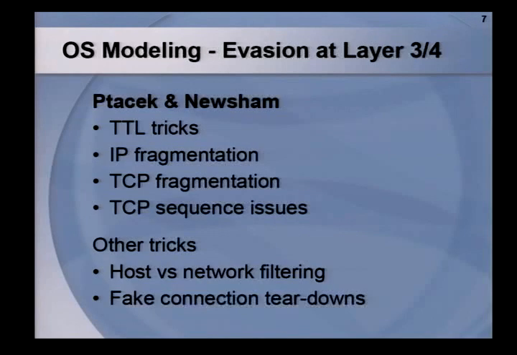The next layer up that we want to talk about is OS modeling. The first people who really set the mark for IDS evasion were Ptacek and Newsham. They released a paper a number of years ago. They talked about TTL evasion tricks. If a packet is going to drop dead midstream before it actually hits the host, what the IDS sees of the TCP stream is going to be different from what the host sees. They also talked about IP fragmentation differences in how hosts handle overlapping fragments, the same thing with TCP fragmentation, and then sequence issues. There are a number of other tricks they talked about, different host and networking tricks, and then fake teardown sessions.